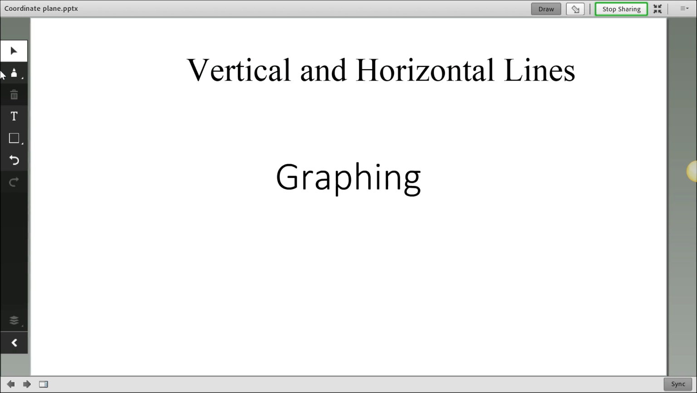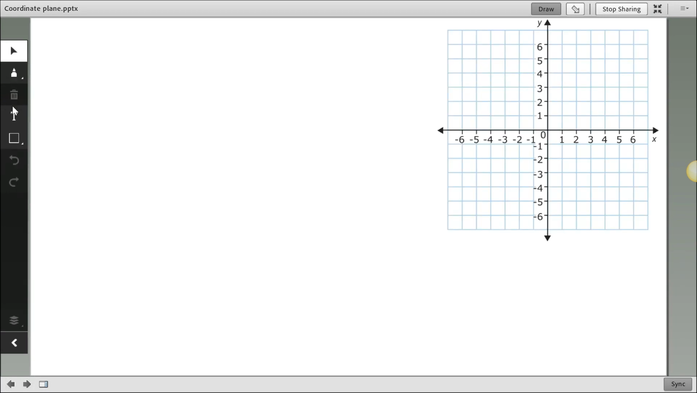This is Mr. Rowe. We're taking a look at vertical and horizontal lines today. So this is a graphing concept that's in several lessons, Algebra 1, Algebra 2, and so on. So let's take a look at what we're talking about. So let's look at horizontal lines to start off with.